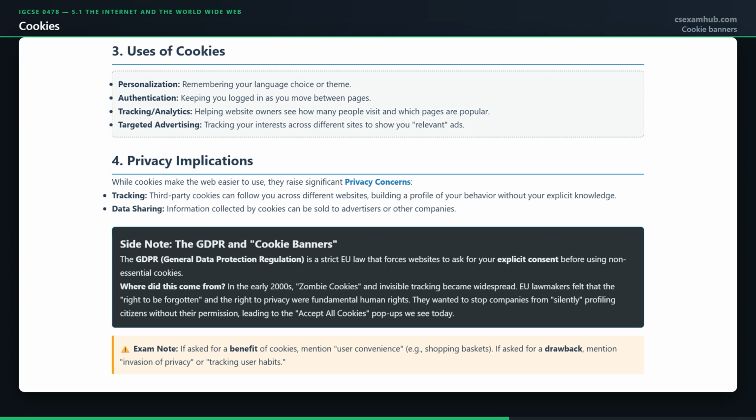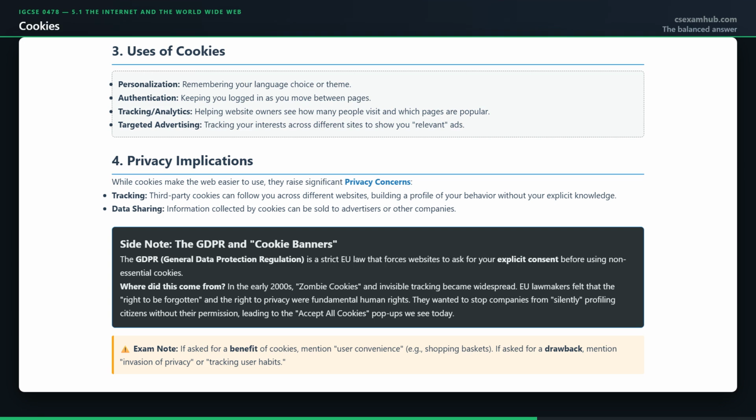It is asking about the second category, not the first, and it explains a banner's typical shape. Accept all, reject all, or manage preferences, since the site is legally obliged to make refusing as available as accepting.